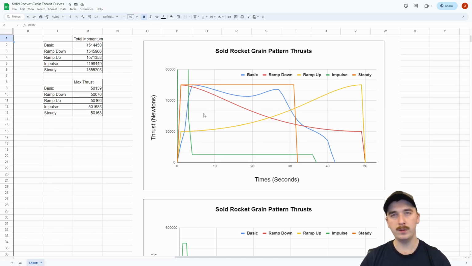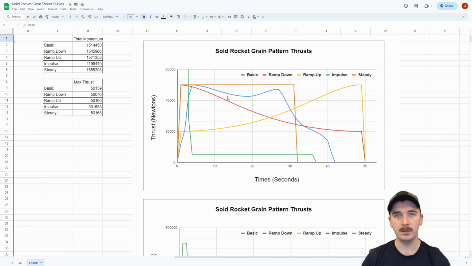The basic curve is probably the most interesting to look at and maybe the most random. So it increases at the start in a kind of choppy manner, and then it decreases, comes back to a peak, and then goes down and then levels out here at the bottom.